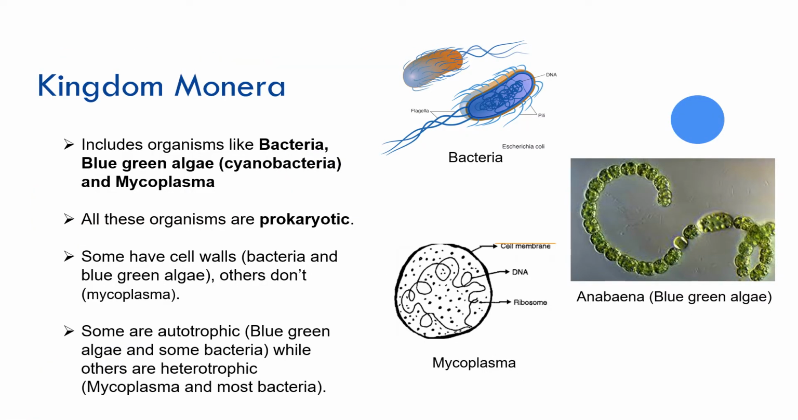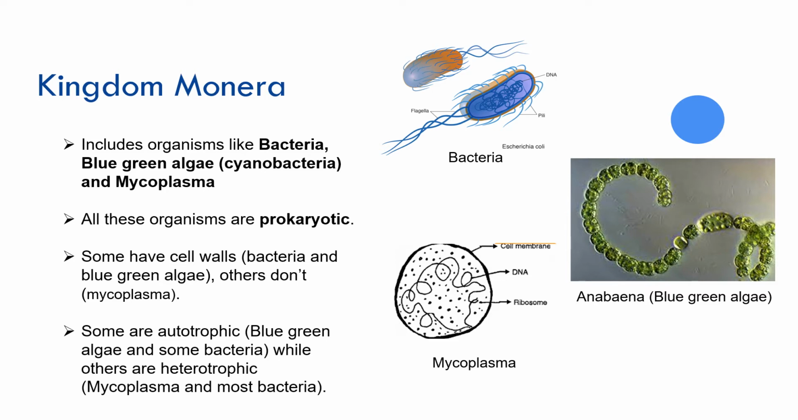Let's begin with Kingdom Monera. It includes organisms like bacteria, blue-green algae, also called cyanobacteria, and mycoplasma. All these organisms are prokaryotic in nature. Some, like bacteria and blue-green algae, have cell walls, whereas others, like mycoplasma, lack cell walls. Blue-green algae and some bacteria are autotrophic, whereas mycoplasma and most bacteria are heterotrophic.